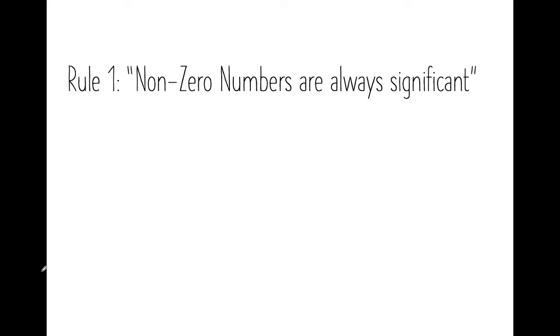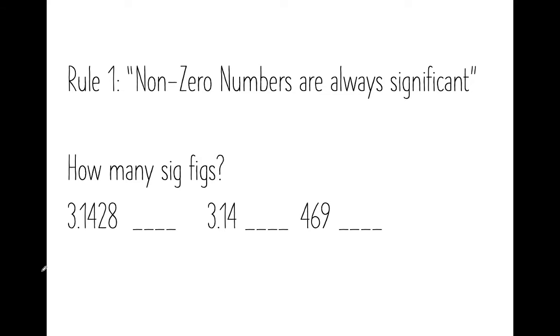So any number that's not a zero, you can count to be a significant digit. For example, how many significant digits do each of these numbers have? In the first one, 3.1428, all of these are non-zero numbers, so there are 5 significant figures. In this next example, there are 3 non-zero numbers, so there are 3 significant digits. Here, again, 3 non-zero numbers, 3 significant digits. That's the easiest of our rules.